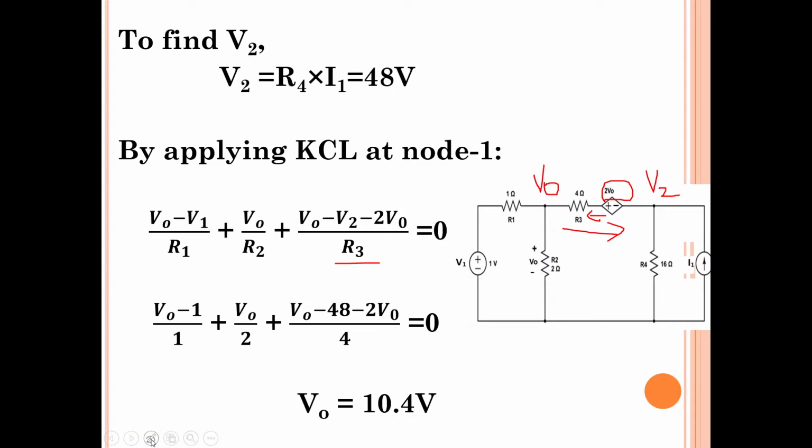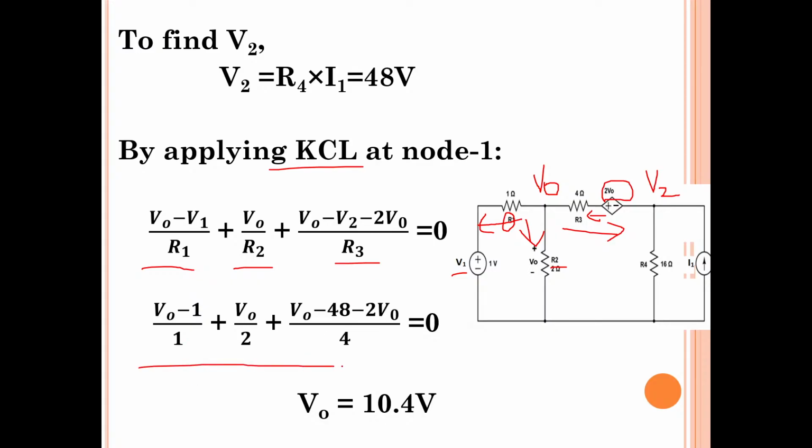I hope you are able to follow. This is applying KCL at node 1. I have assumed all currents leaving the node. V0 minus V1 divided by R1, one expression. Next, V0 minus 0 divided by R2. Third branch, V0 minus V2 divided by R3. One more term is there: V0 minus V2 minus 2V0, by R3, equal to 0.